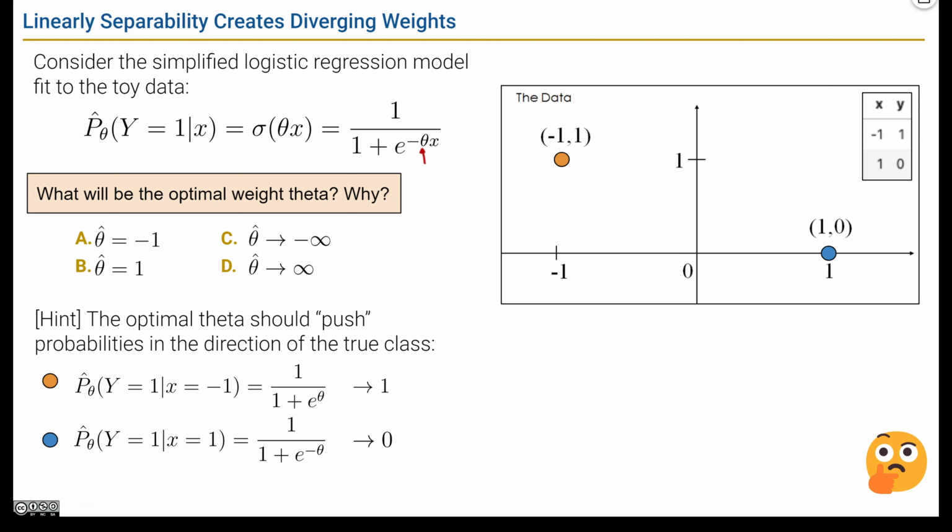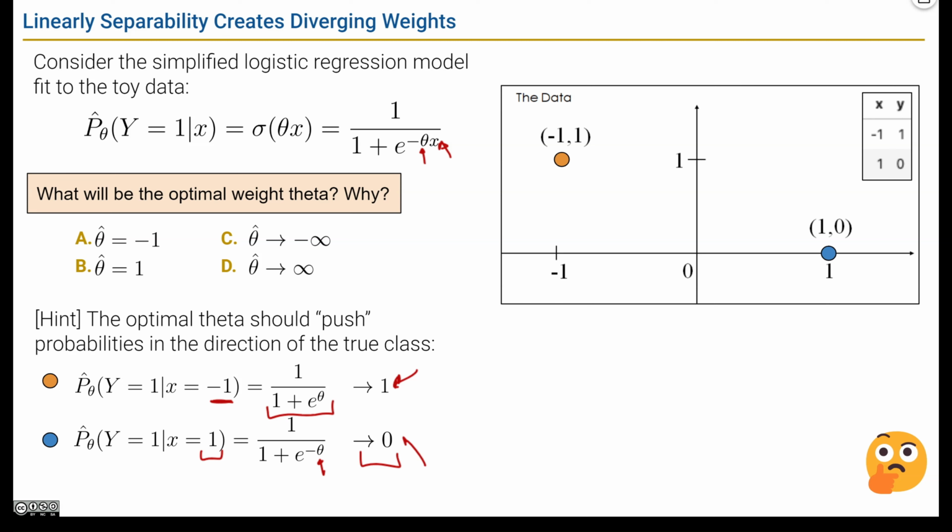As a hint, remember that the optimal theta is trying to push the probabilities in the direction of the true class. So ideally, if I input -1 up here for x, which would give me this for my actual probability function, I would ideally want a theta that would make this output be 1. And similarly, if I input 1, I would ideally want the same theta to push this to be a 0. So that's really what I'm trying to do: figure out which theta will get this output closest to 1 and this output closest to 0.